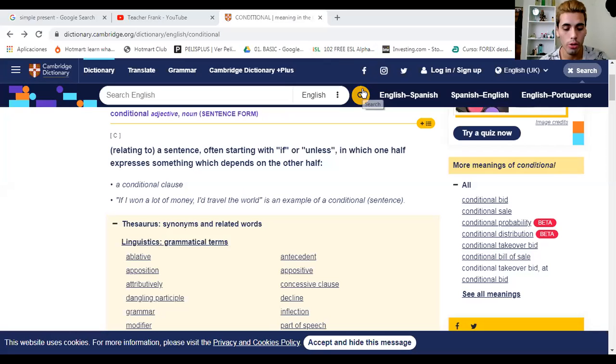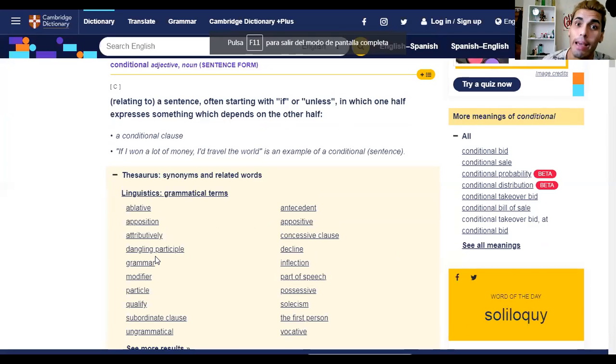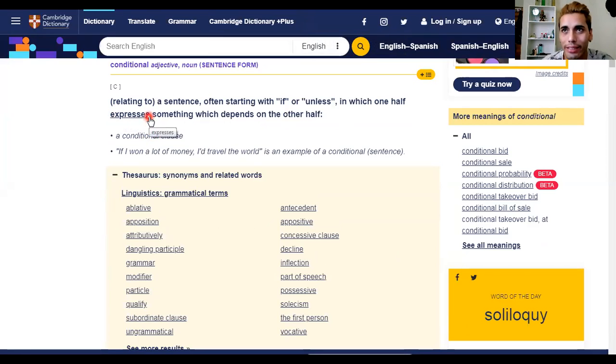And we're not going to see any kind of stupid translation from any stupid website. We're gonna see the translation according to Cambridge Dictionary, which is the best dictionary in Cambridge. So let's read with me. I'm gonna show you right now the thing that I'm going to be reading, and I hope you can say it with me. So, a conditional: relating to a sentence, often starting with if or unless, in which one half expresses something which depends on the other.